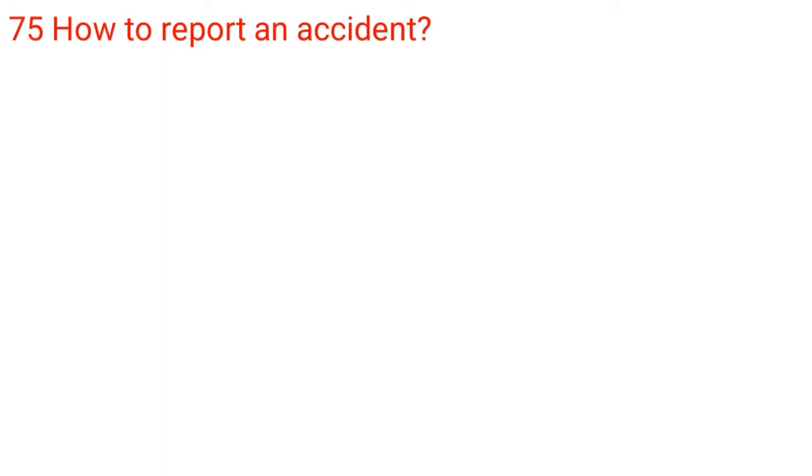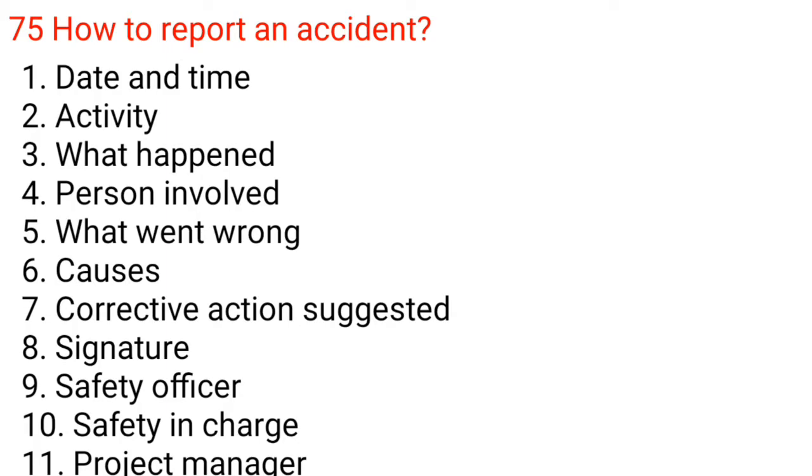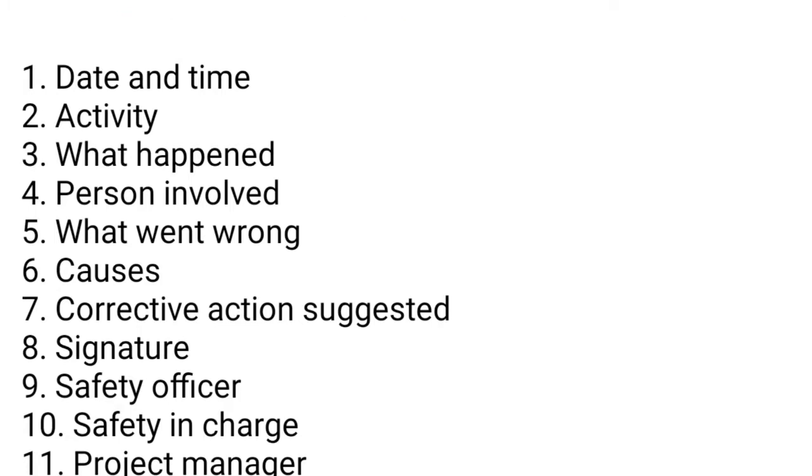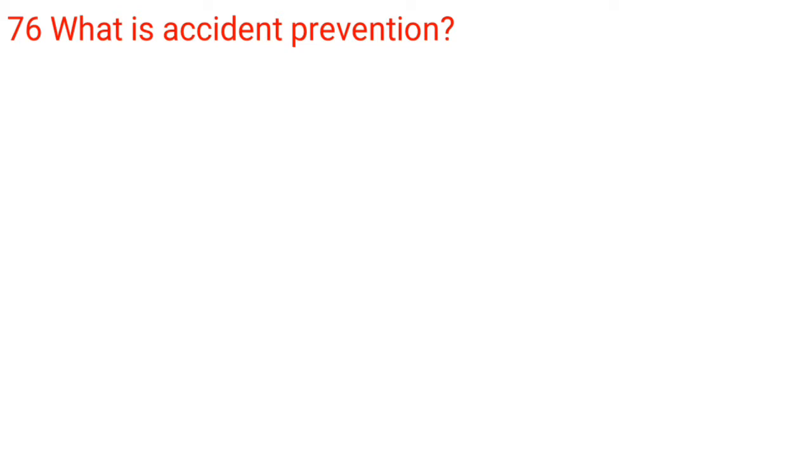75. How to report an accident. 1. Date and time. 2. Activity. 3. What happened. 4. Person involved. 5. What went wrong. 6. Causes. 7. Corrective action suggested. 8. Signature. 9. Safety officer. 10. Safety in charge. 11. Project manager.